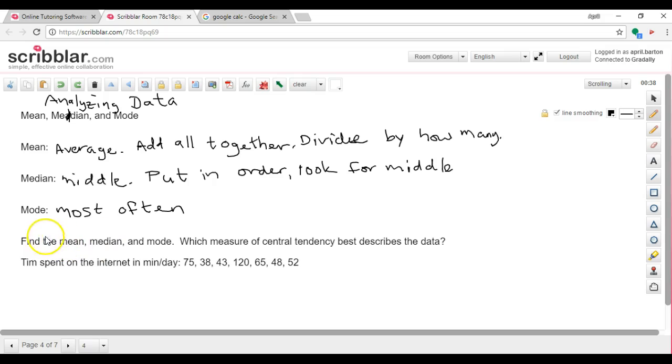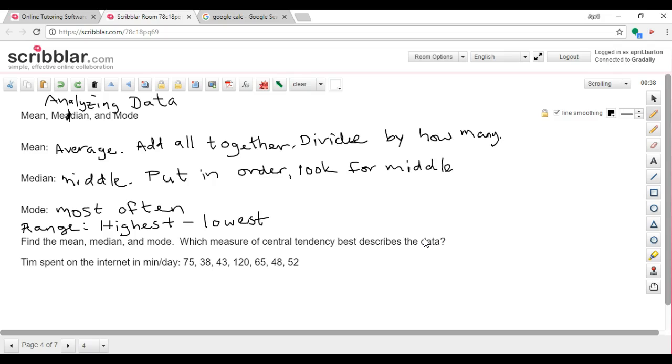Something from this section that I think I should have included was range. They may ask about the range, and it's just the highest number on the list minus the lowest. It's just trying to figure out what's the difference, what's the spread.